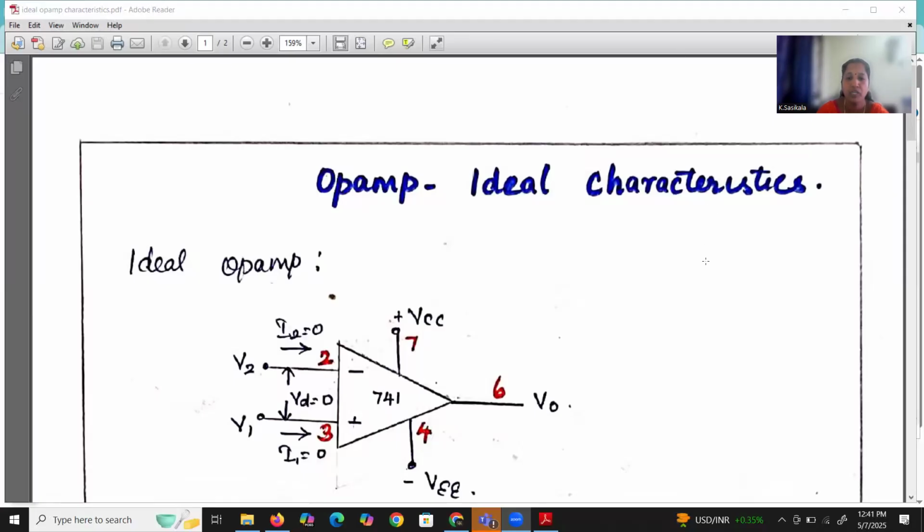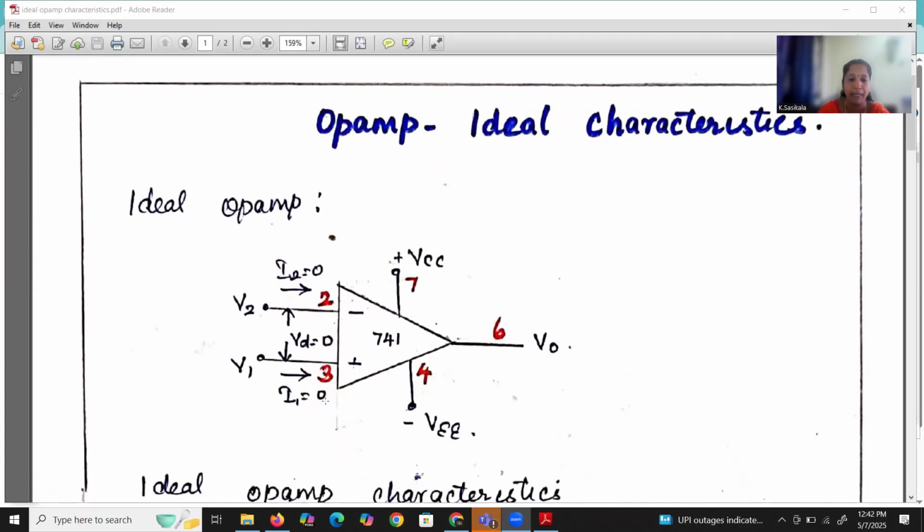Everyone, today we are going to see about the ideal op-amp characteristics. So why is it called an operational amplifier? Because the operational amplifier amplifies the input signals as well as performs mathematical operations like adder, subtractor, differentiator, integrator, etc. That's why it is termed as operational amplifier, in short, op-amp. So today we are going to see about the ideal op-amp characteristics.